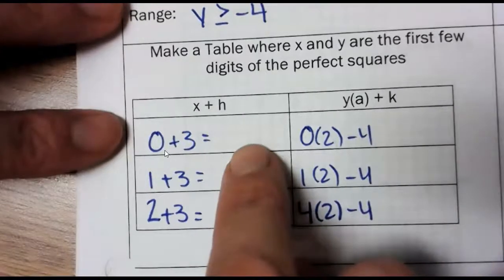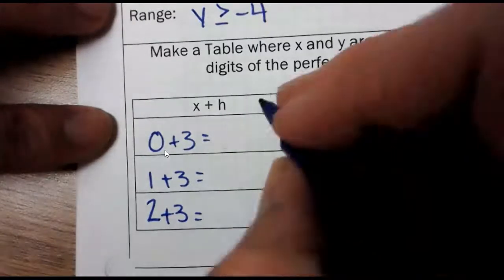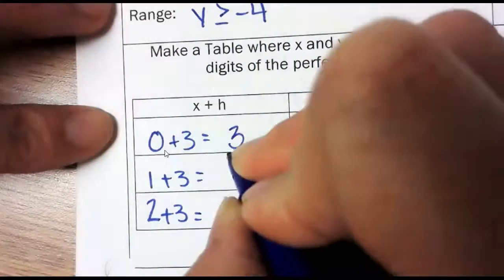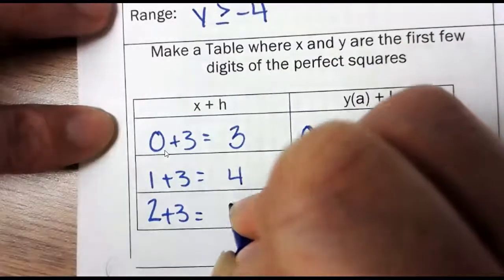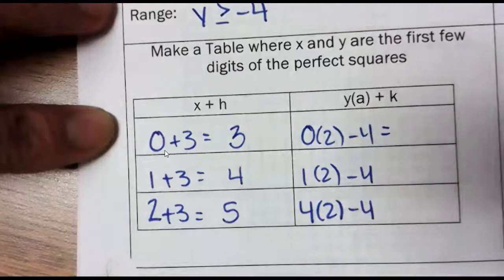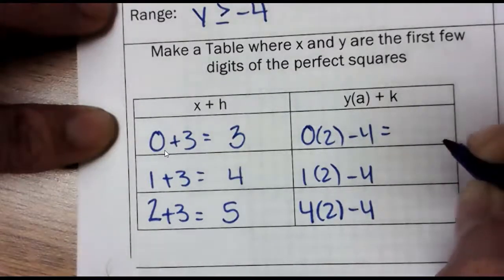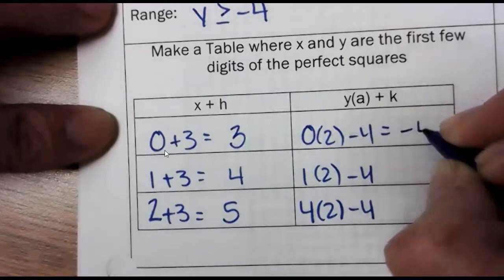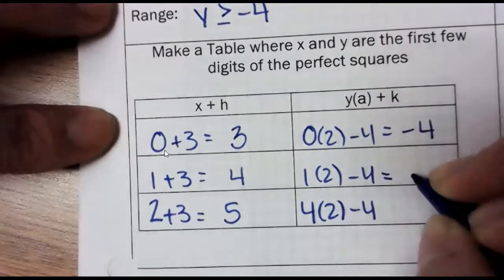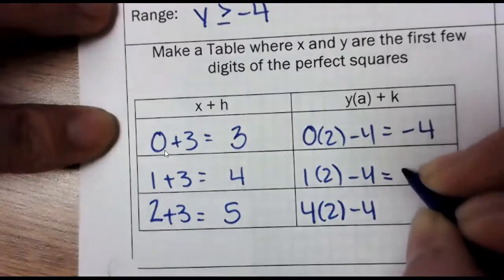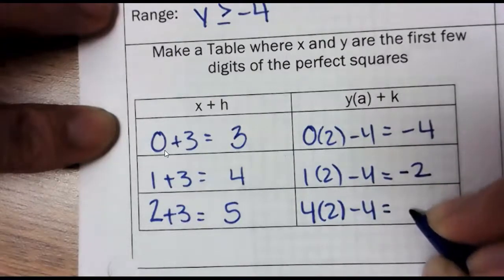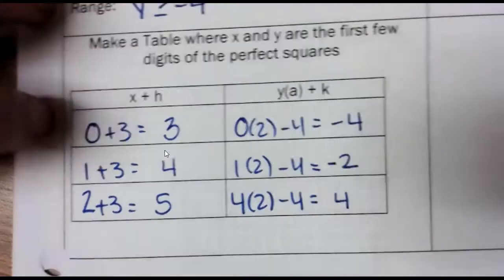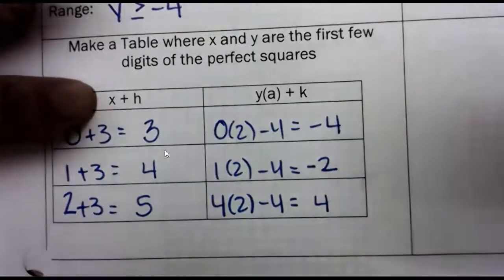Okay, hey, Caleb, what's 0 plus 3? Noah, what's 1 plus 3? Ben, what's 2 plus 3? Alright, let's switch it up. Ashley, what's 0 times 2? 0. Angie, 0 minus 4. Ethan, 1 times 2. Hannah, 2 minus 4. You're good. Okay, Isabel, 4 times 2. 8. Okay, and Malia, 8 minus 4. Excellent.